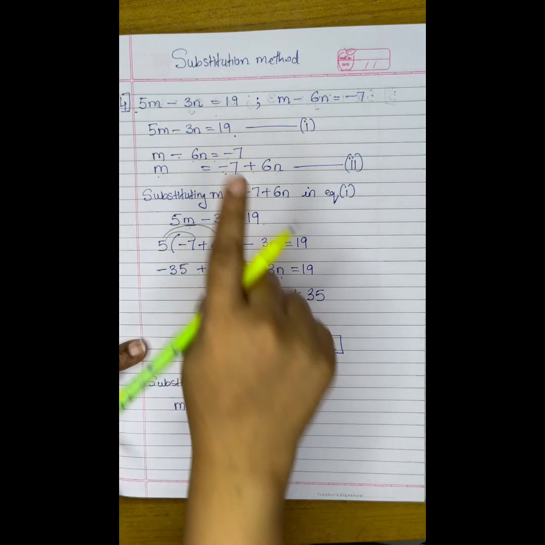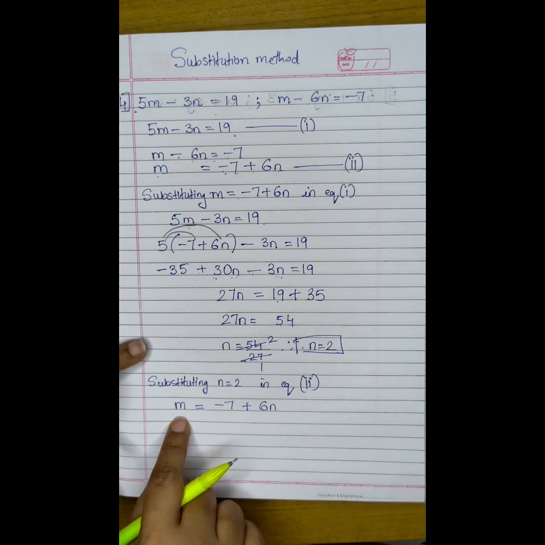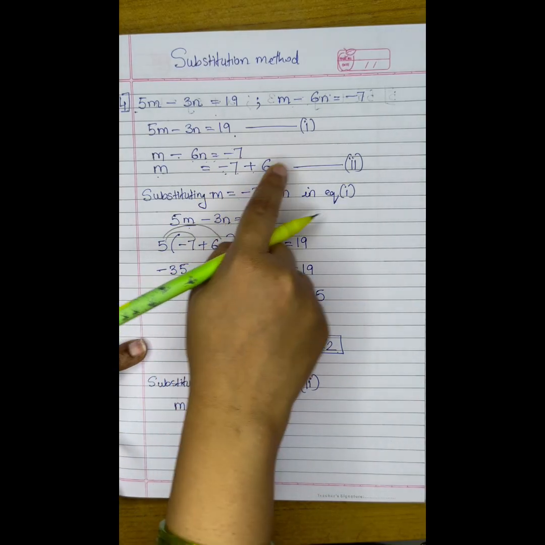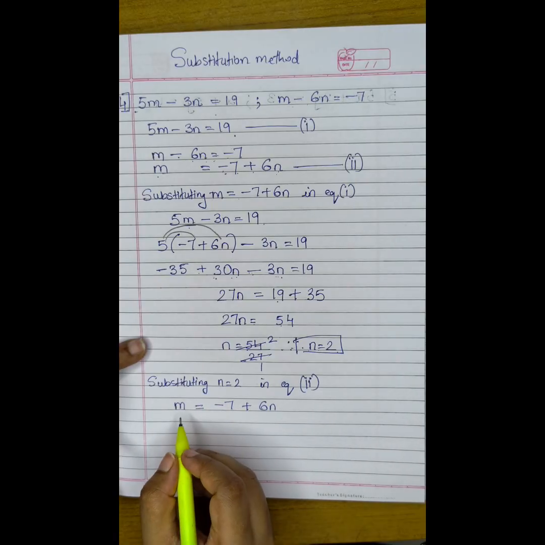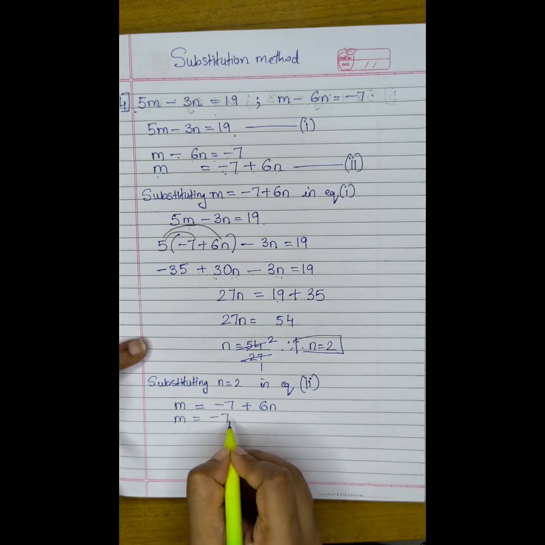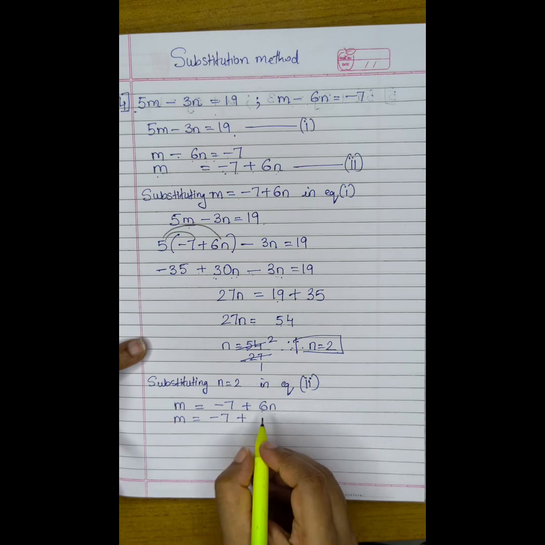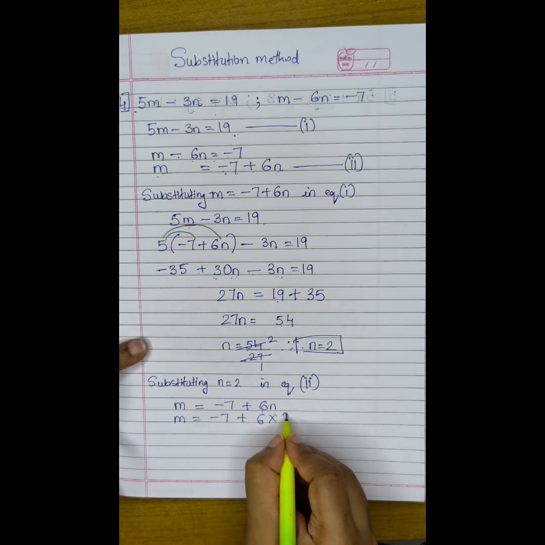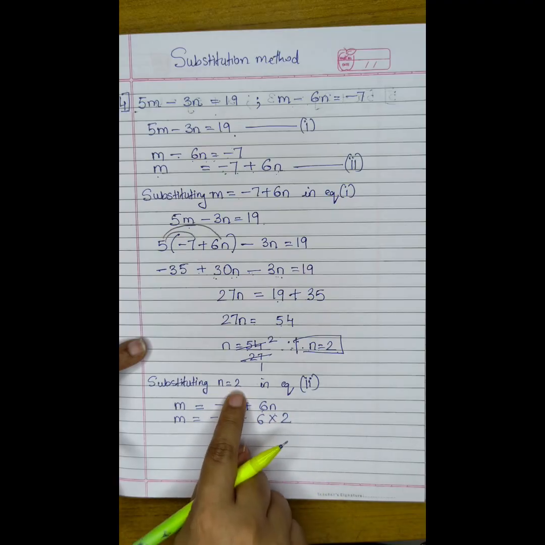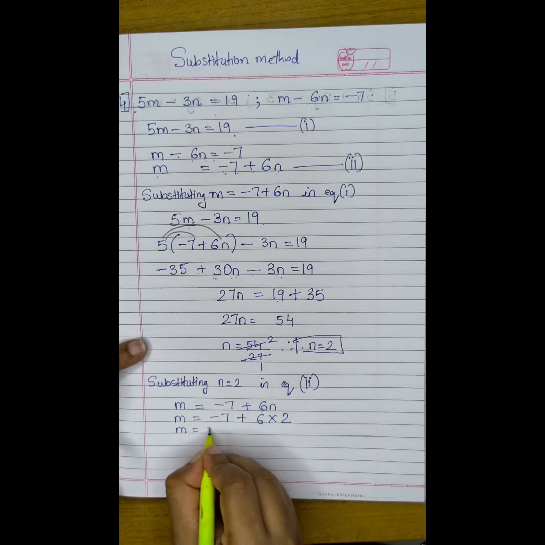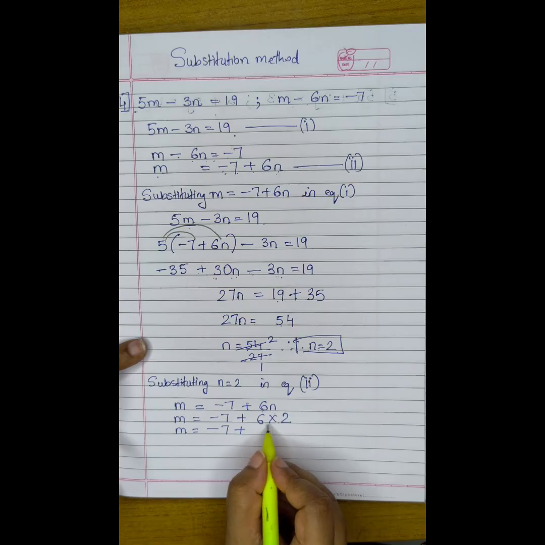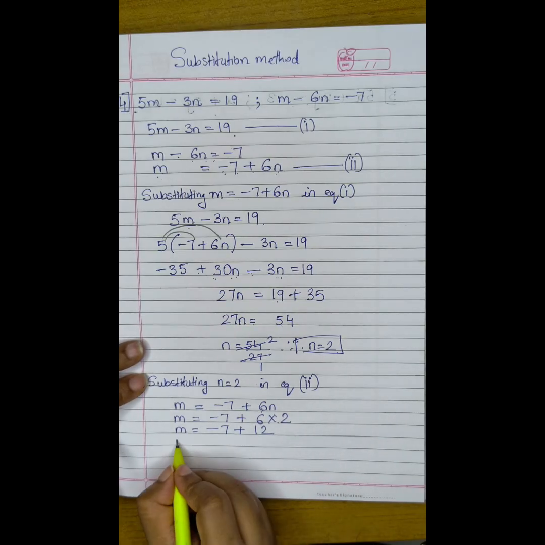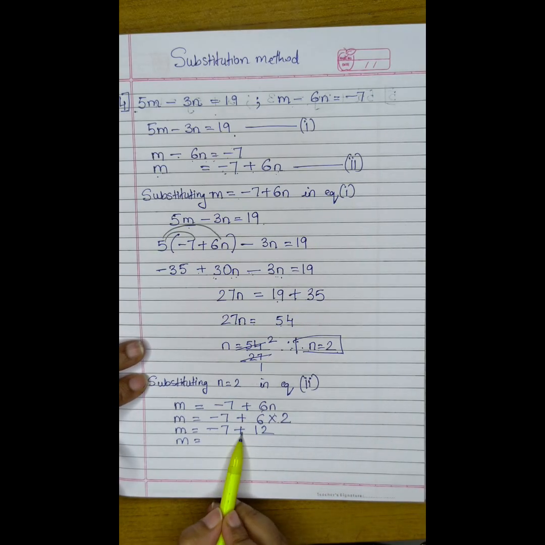Any of these equations you take, you're going to get the same answer for m. Okay, so suppose I'm taking m is equal to minus 7 plus 6n, that is equation 2. 6n means 6 multiplied by n, that is 2 we got here. So in n's place we will write 2. m is equal to minus 7 plus 6 twos are 12. Understood? So 12 minus 7 will be 5, and the sign of the greater number, that is plus. So m is equal to 5.